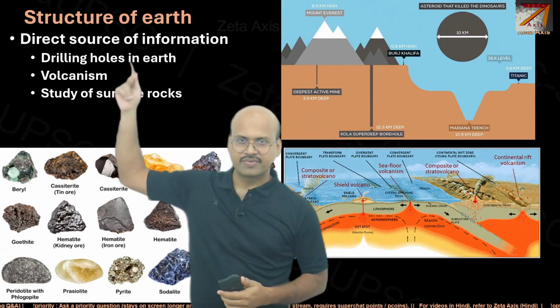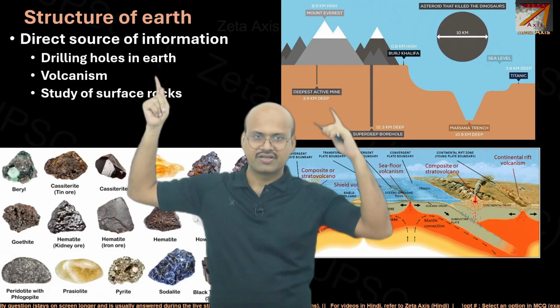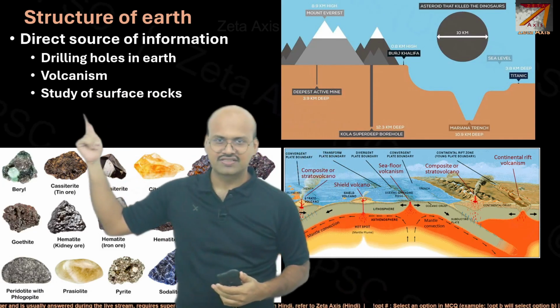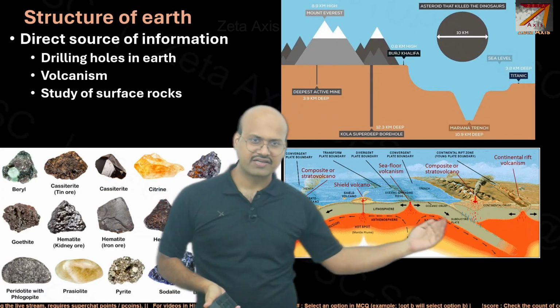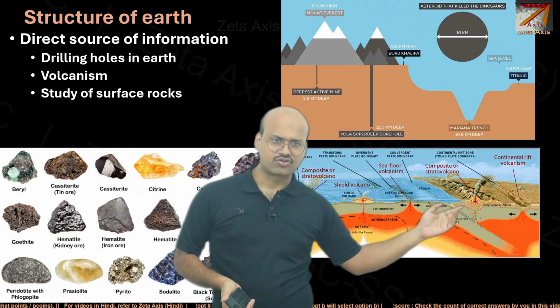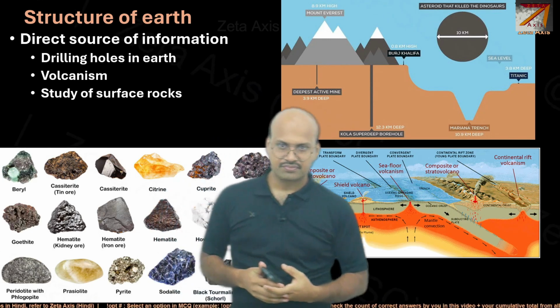Direct source of information: drilling holes in Earth. We have seen that holes can be drilled in the Earth and then samples can be taken. Volcanism we have taken. Study of surface rocks. We have already seen that because of these tectonic activities which occur over here, rocks from deeper parts could be brought to the surface where they can be studied.